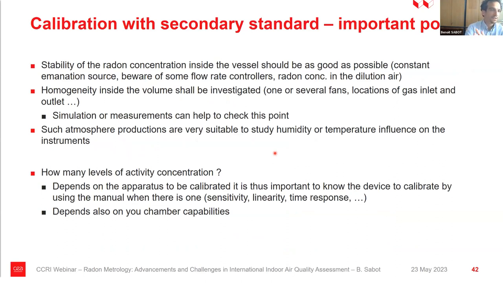So as I said, the stability of the radon concentration inside the vessel must be as good as possible because you will want to calibrate the radon device for specific activity. For example, as I said, in Europe, as soon as it is above 300 becquerel per cubic meter, we have to do something. So this can be an interesting point to calibrate, and one lower and maybe one or two higher. And this is why you will need to have a stable activity, so that you make sure the device will reach equilibrium with your atmosphere and that you will gather enough statistics to make a proper comparison between the reference instrument and the device to calibrate.